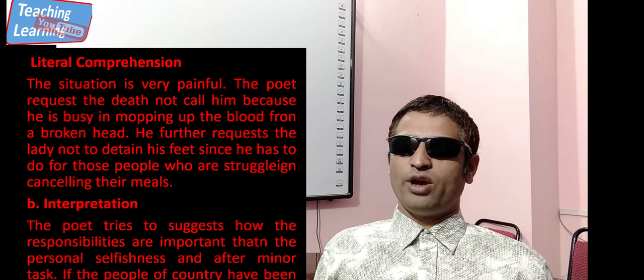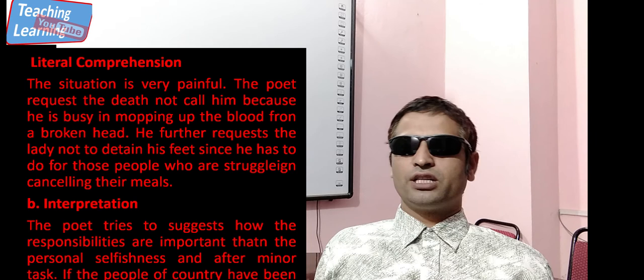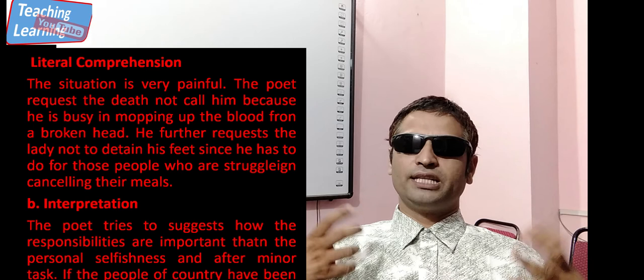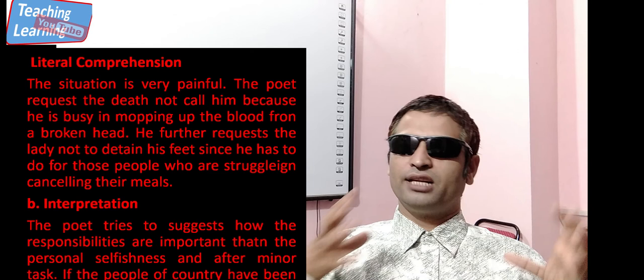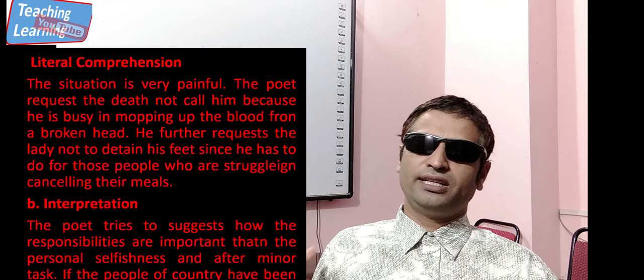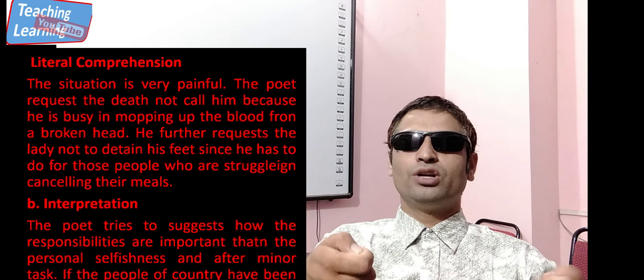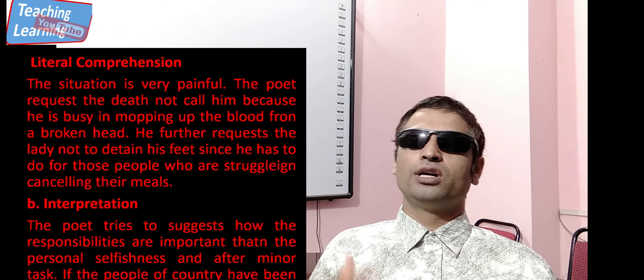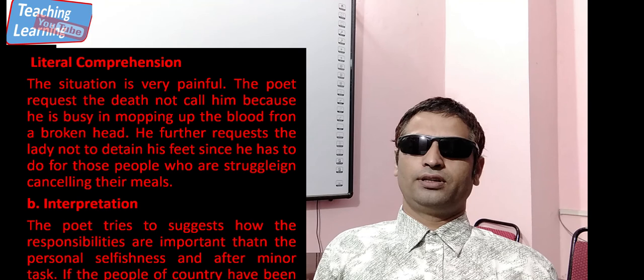And this is all about the literal comprehension. The poem starts with the poet addressing death not to come because he is busy mopping the blood from the broken head. On the other side, he is also trying to convince the woman, the lady, his girlfriend, his wife, whoever, not to detain him, not to hold him at home or in her love, because he has to do something very important for those people who are struggling a lot and cancelling their food. This is all about literal comprehension.